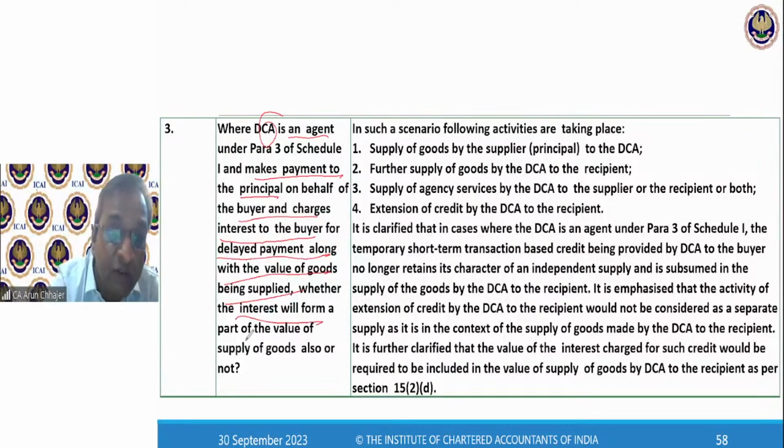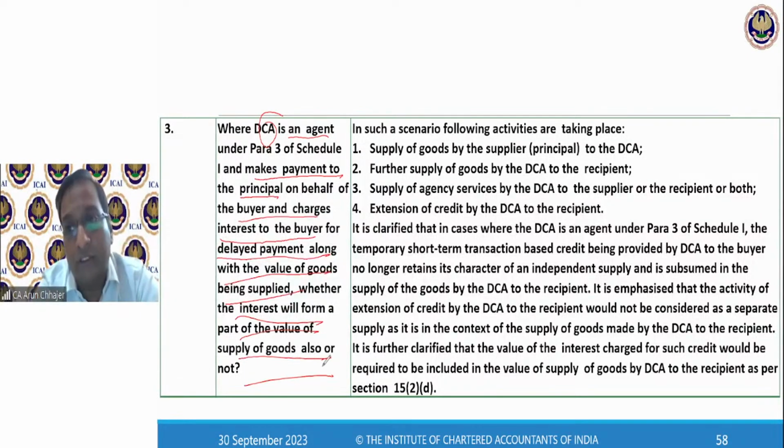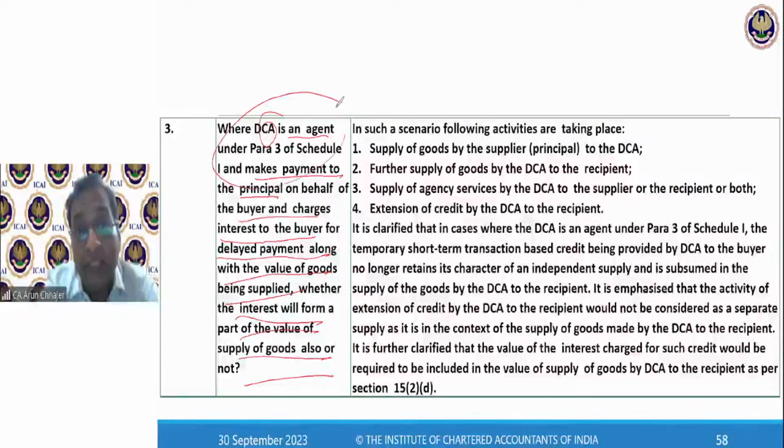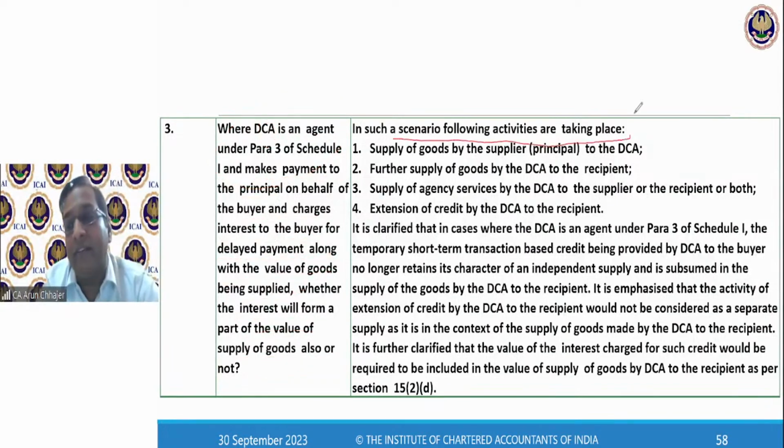Whether this interest will form part of the value of the supply or not. Now, the point is DCA is the agent. They are saying in such a scenario, the following activities are taking place. First, supply of the goods by the principal to the DCA. Now, why am I saying DCA here? Because this is an agent as per para 3. Then further supply of the goods by the DCA to the recipient.